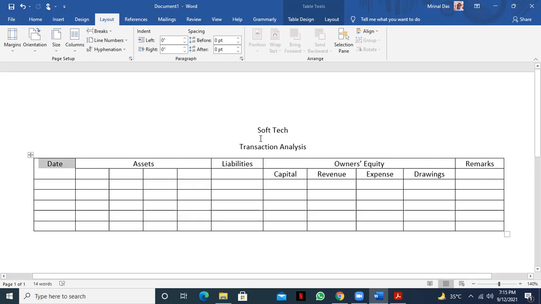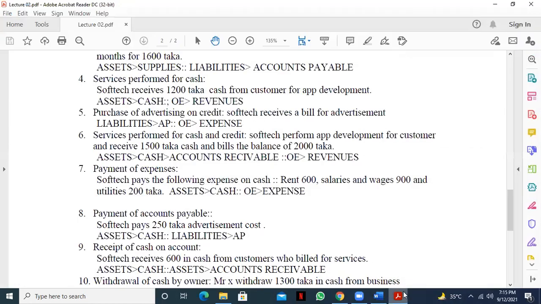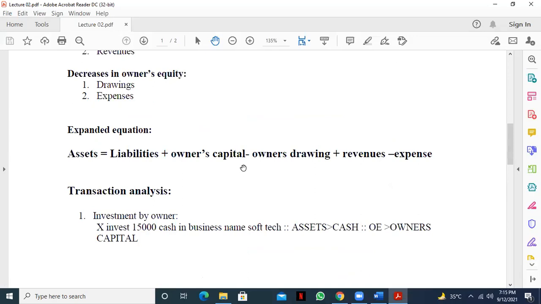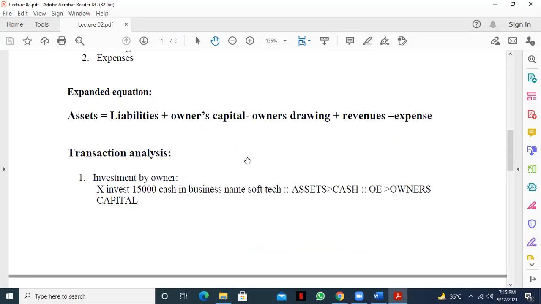So any question regarding this column? Is it clear? Just A equal to L plus OE, sir. Yes, asset equal to liabilities plus owner's equity. Under this, we have different headings. Okay, so let's see. First of all, question number one, transaction analysis number one, investment by owner.